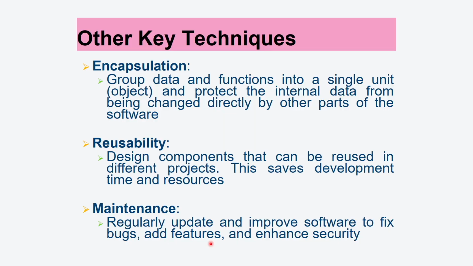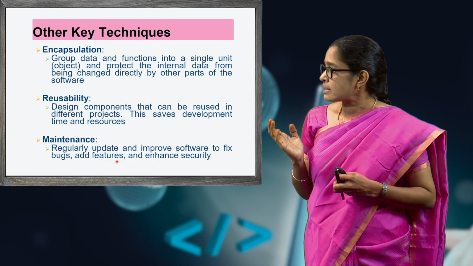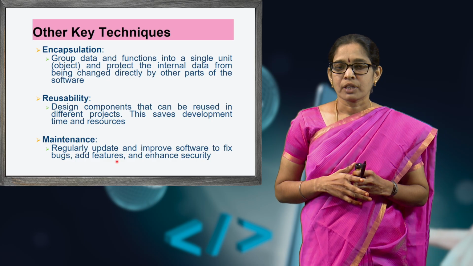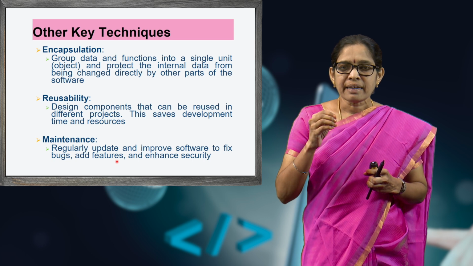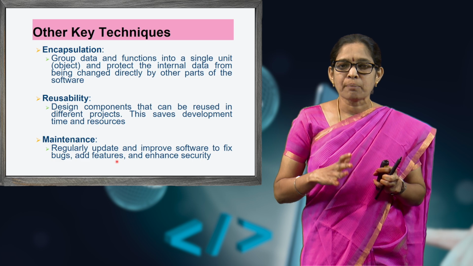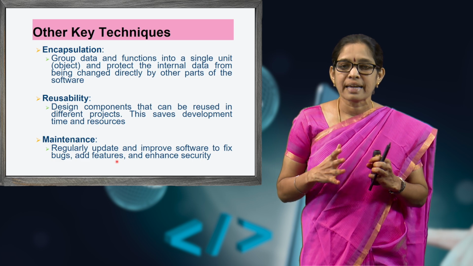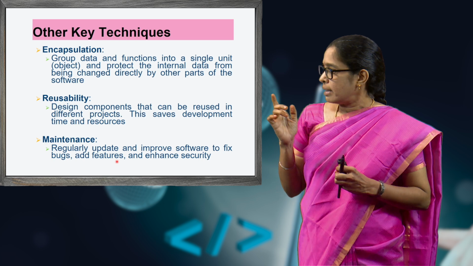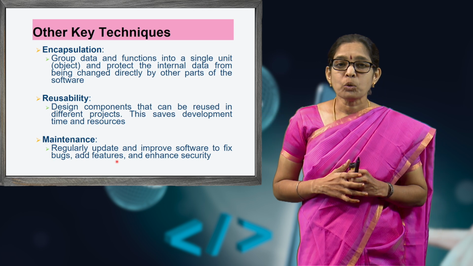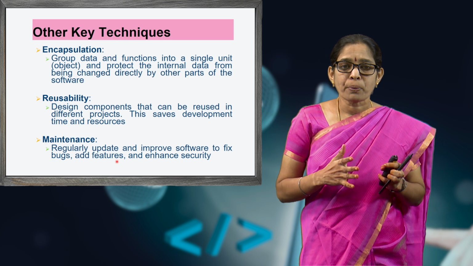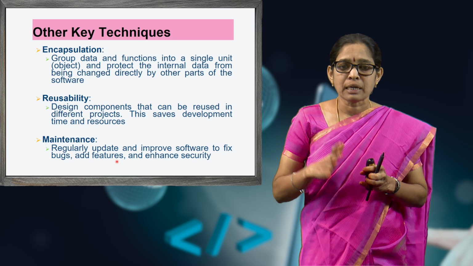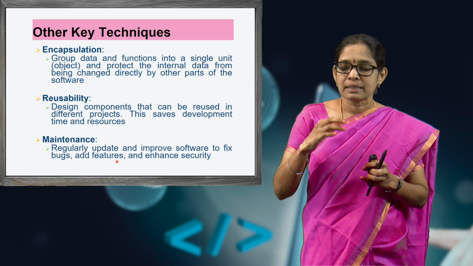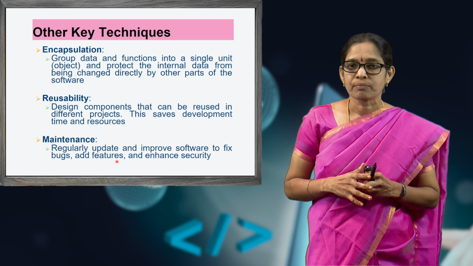Next, let us see the other key techniques involved in software engineering. First one is encapsulation. It groups data and functions into a single unit. Here it protects the internal part from other parts of the software, that is encapsulation. Then the second key technique is reusability. The predefined design components can be reused in different applications. It saves development time and resources.